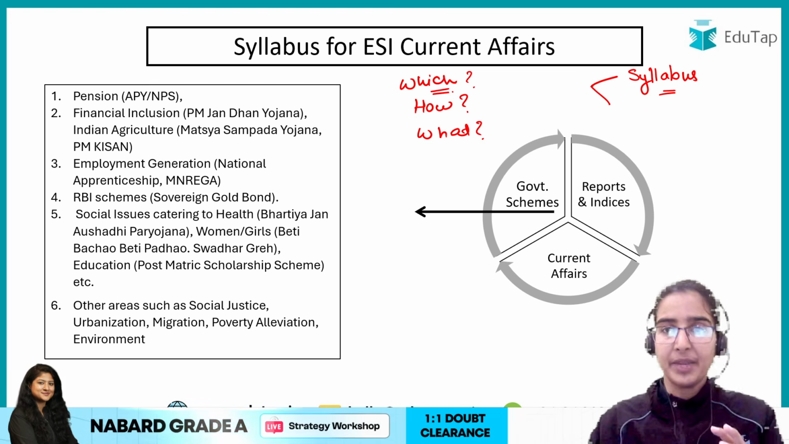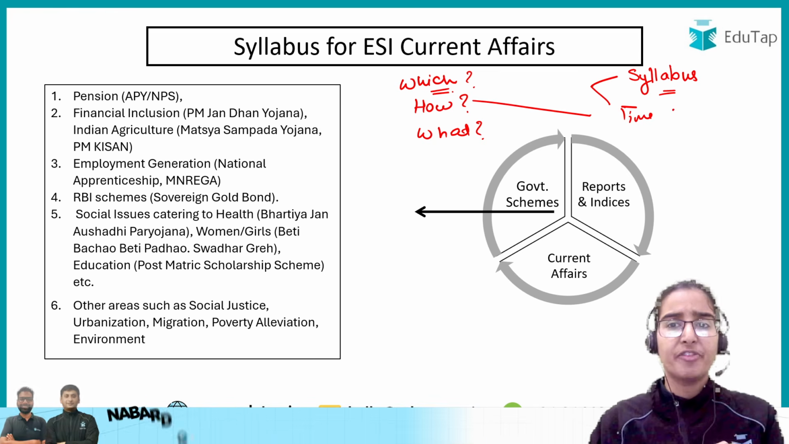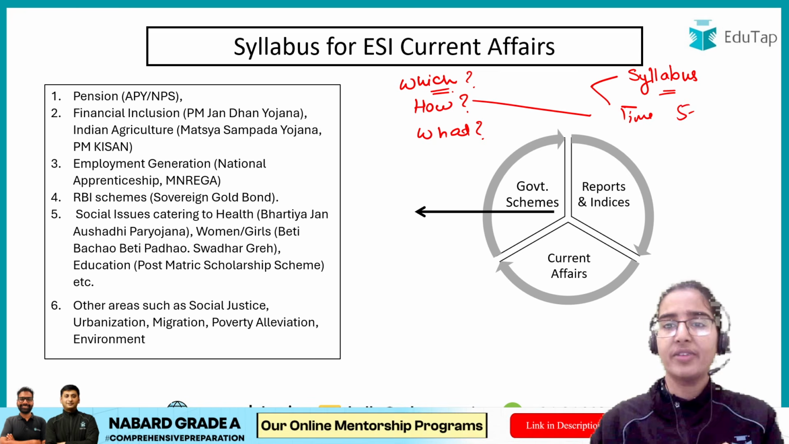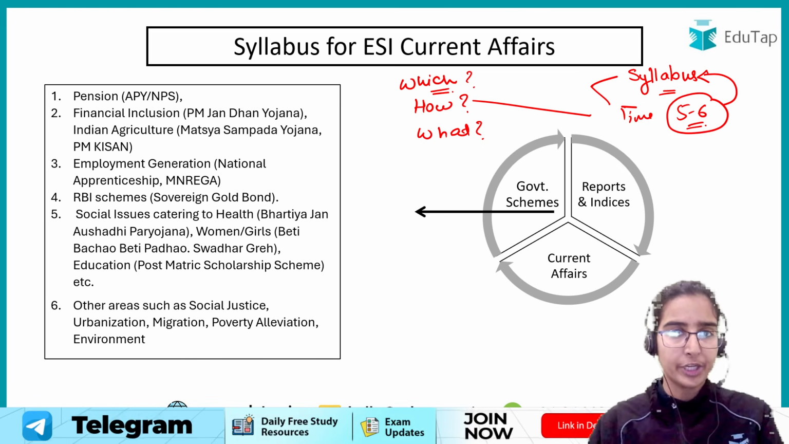Secondly, the time period, and this answers the how question as well. If that scheme has been in the news in the last 5 to 6 months, right? So you have to cover that as well, right? If the scheme has been in the news in the last 5 to 6 months, and if it is related to the syllabus, you have to cover that particular scheme, right?